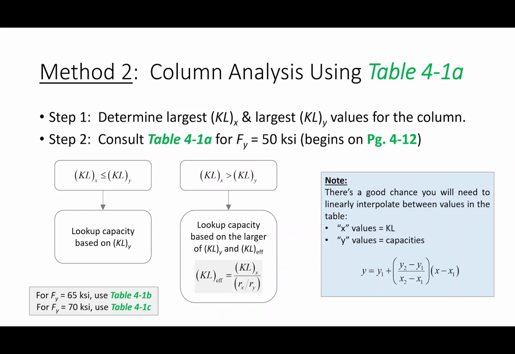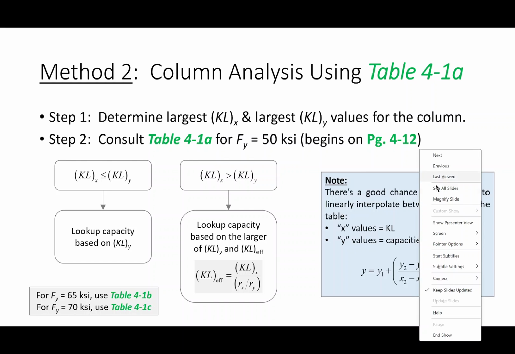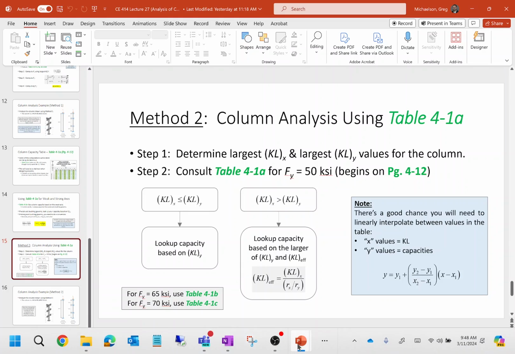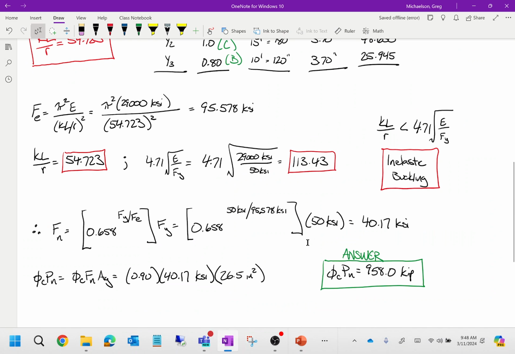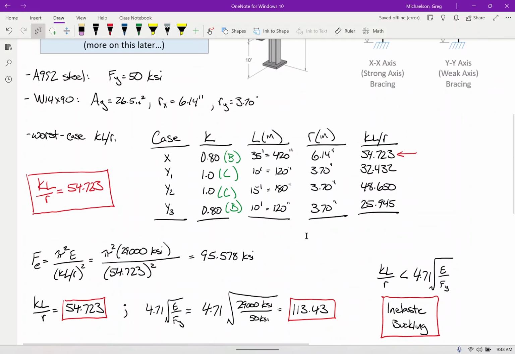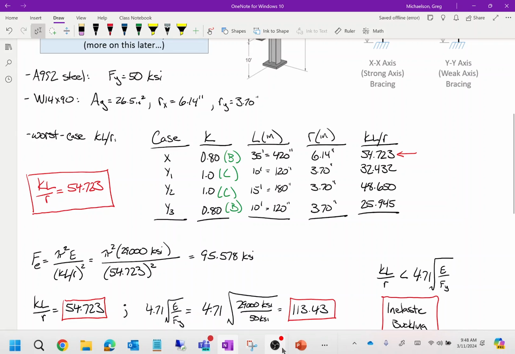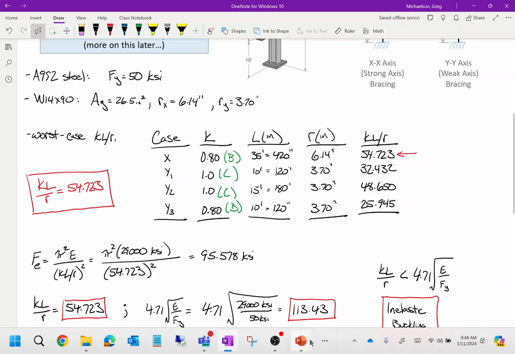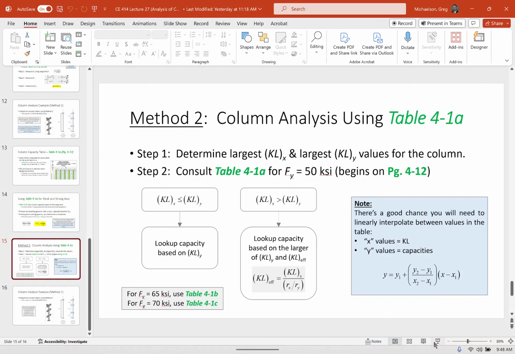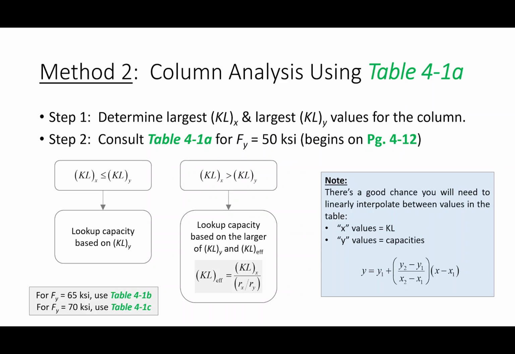What we did in our example just now is we computed the worst case KL over r in the x-axis and the worst case KL over r on the y-axis. What we do with Table 4-1 is a little bit more basic. We say, all right, let's just look at KLs. Don't worry about the KL over r, just look at the KLs.